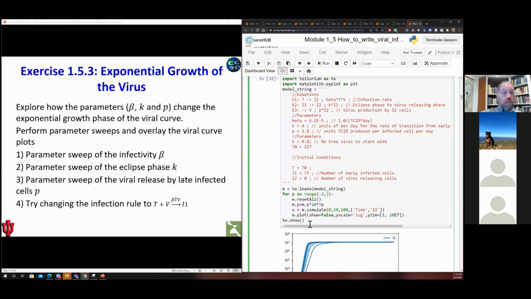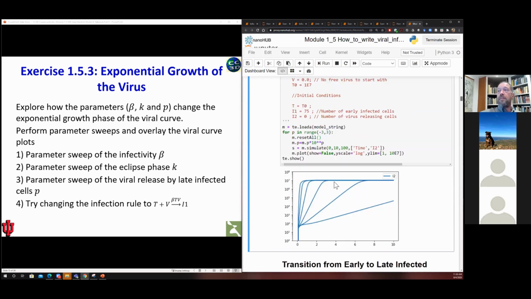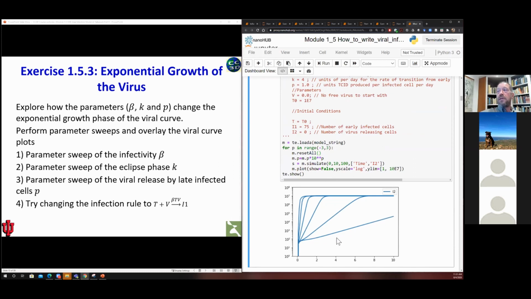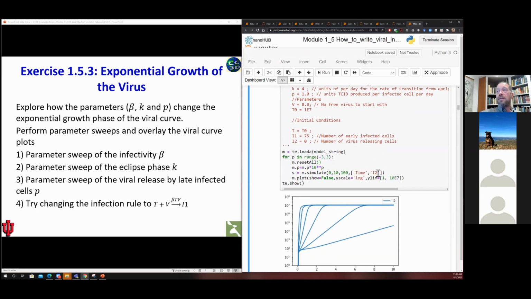And I understand that it looks a little bit confusing to have P be a variable inside of the model string and also be the parameter that we're sweeping. Fortunately, Python knows the difference between m.p and p, although from our point of view, that may be a little bit confusing. So let's see what happens here. Looks pretty familiar. If the rate of production of the virus is very low, we have a long time to get to I1s, I2s.